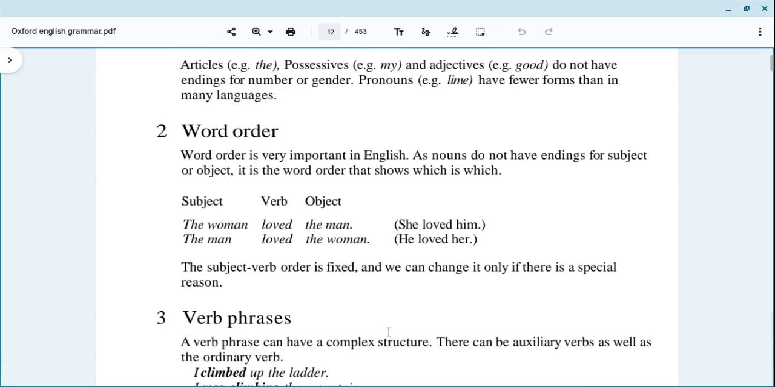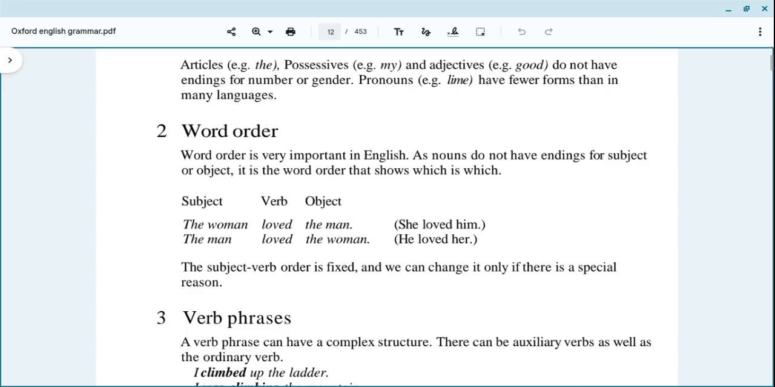Let's go. Word order. Word order is very important in English, as nouns do not have endings for subject or object. It is the word order that shows which is which. Subject: the woman. Verb: loved. Object: the man. The woman loved the man. She loved him.